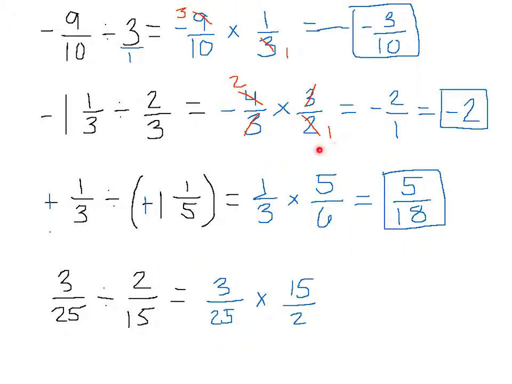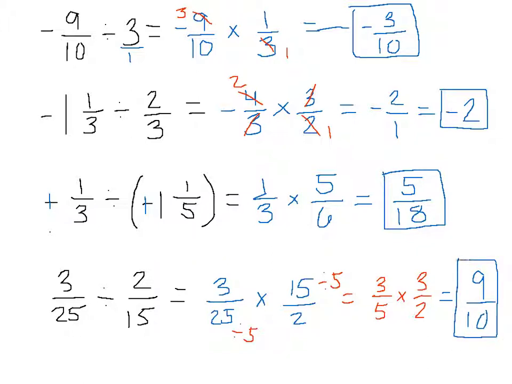Now the reason why it's a good example for cross-cancellation is that in all the other examples, for instance, up here, one of these cancel out to become a 1, or they cancel out completely. Here, that's not going to happen. The greatest common factor between these two is 5. So I can divide the top and bottom by 5 and get 3 over 5 times 3 over 2 once I cancel those out. So my final answer is going to end up being 9 over 10 once I multiply the tops and multiply the bottoms.